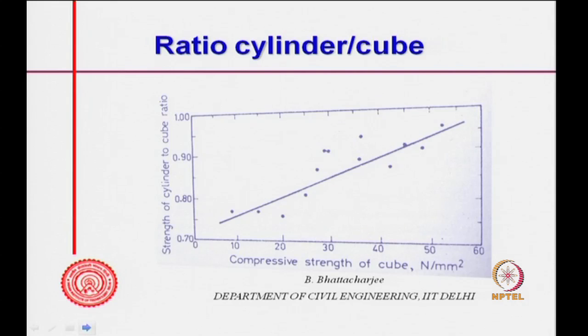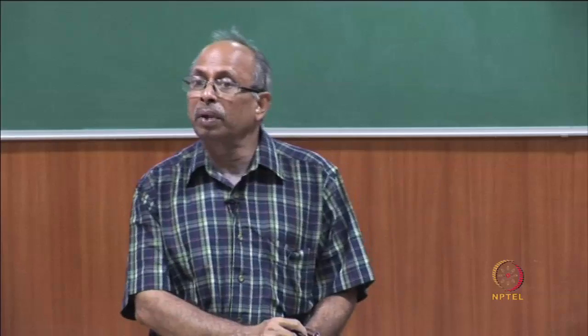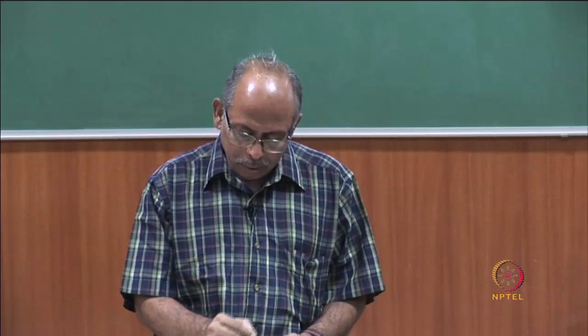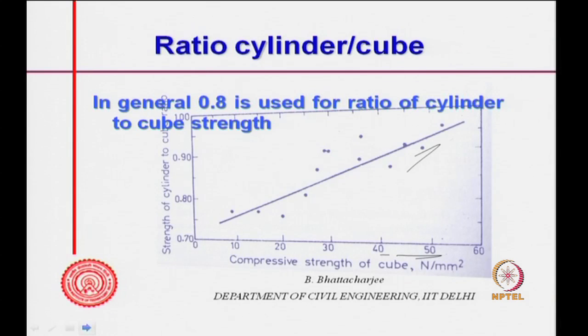Now, a lot of people have actually tried to find out the ratio of cylinder strength to cube strength. So, the strength of the cylinder to cube strength on this side, at what point are they the same? Obviously, it will show large scatter, but typically it varies with the strength. The higher the strength, the ratio is increasing, relative cylinder to cube strength, because the capping and platen effect, all these are a function of the strength as well. But normally, in general, we use 0.8 as the ratio of cylinder to cube strength.